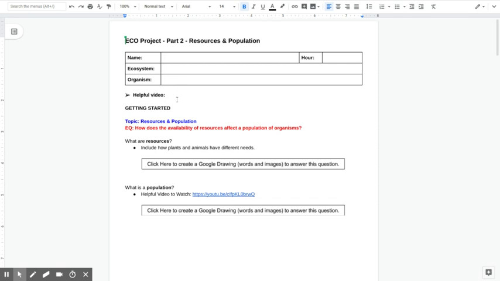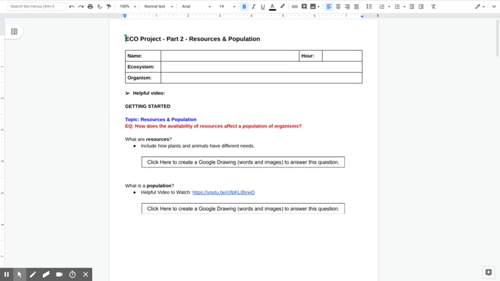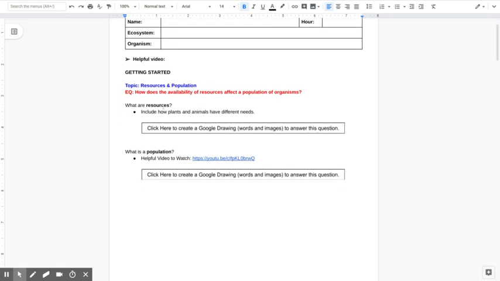The getting started for this section is looking at resources and including how plants and animals have different needs. So you're going to use that Google Draw once again to answer the question, what are resources? Make sure you identify how plants and animals have different needs when it comes to finding resources. And the second question to get you started is, what is a population?